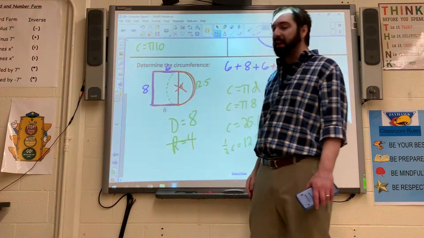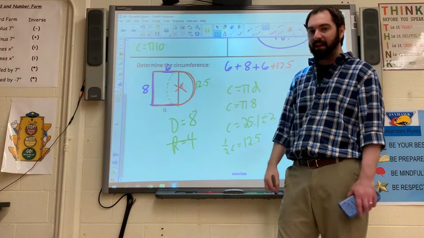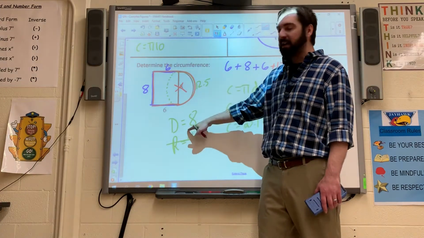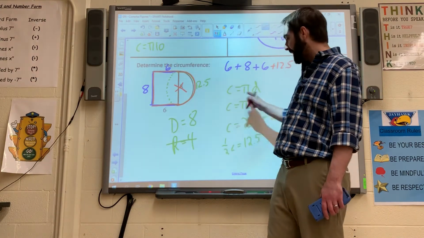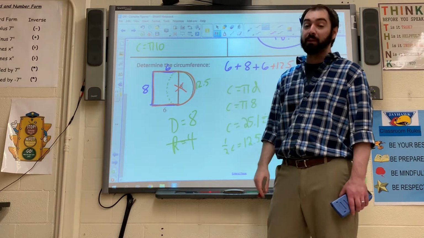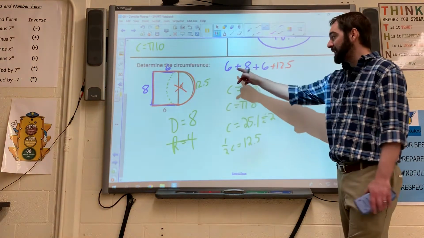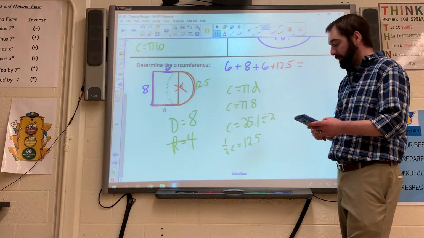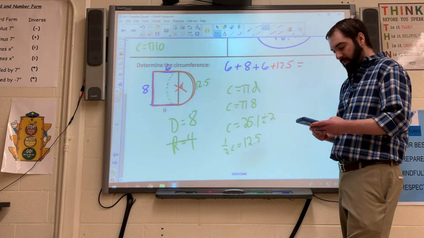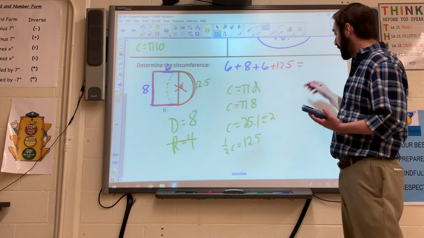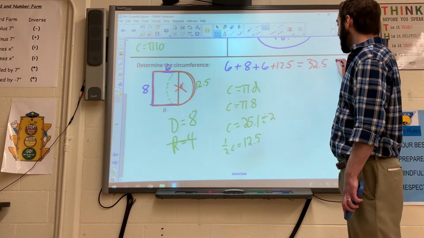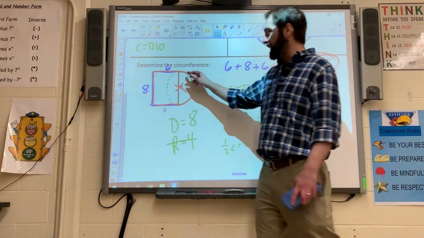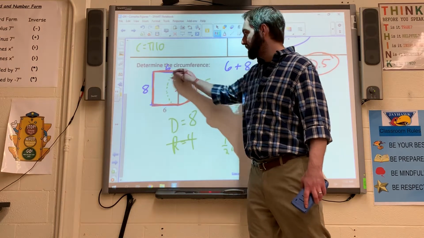Again, I'm going to cross this 8 out so that I don't accidentally add it in there, because that 8, my diameter, does great things for this circle, but does not help me with the perimeter of the entire shape. Again, we pick up a calculator, we add all our values together, 6 plus 8 plus 6 plus 12.5 would give me a total of 32.5 meters. Again, that would be the total distance that I outlined here in red.